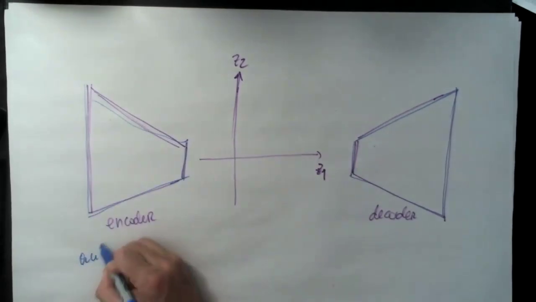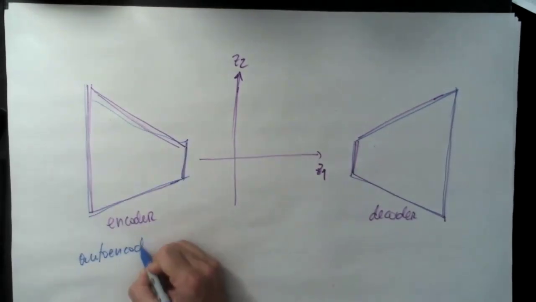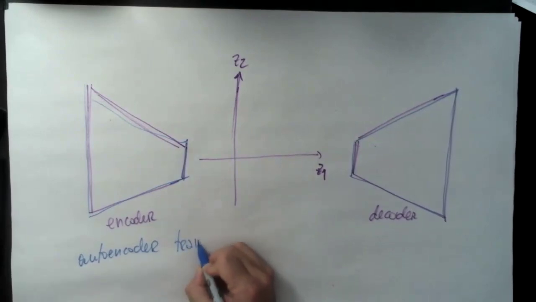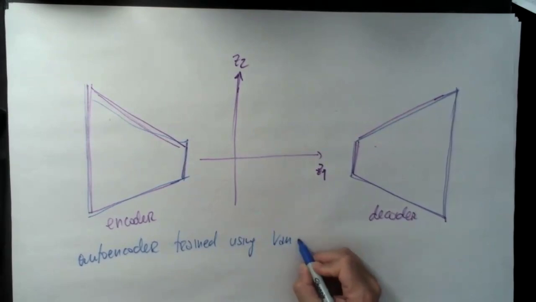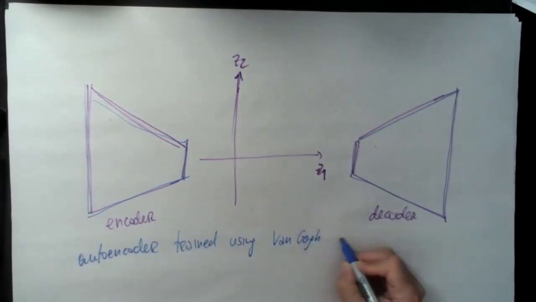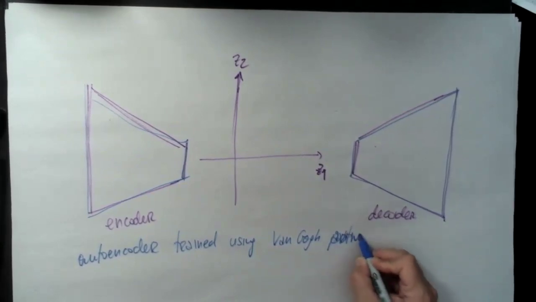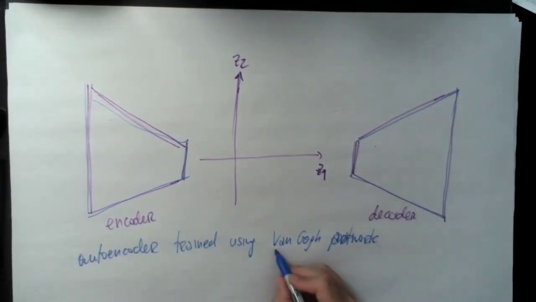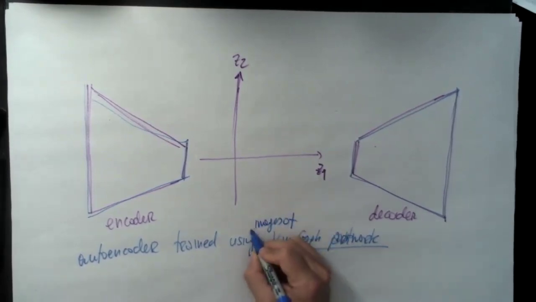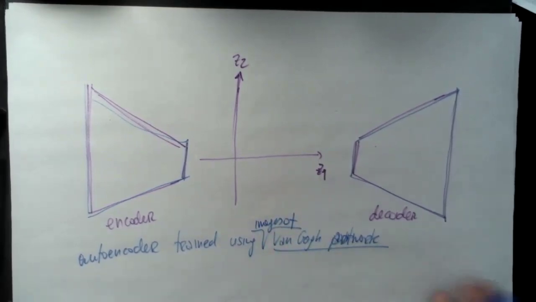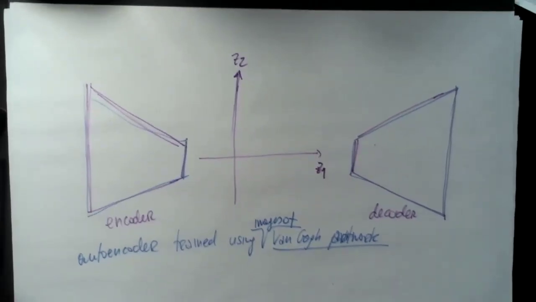So the autoencoder is trained using images of Van Gogh artwork.